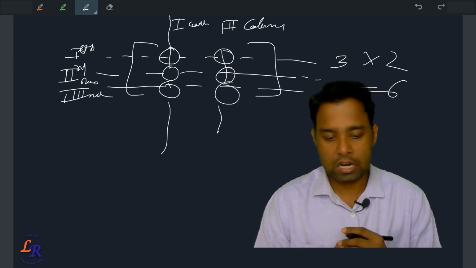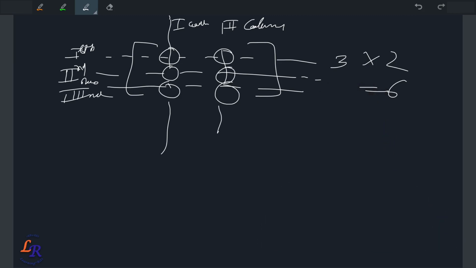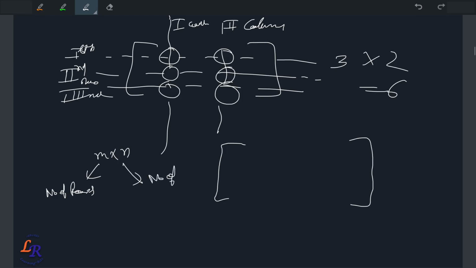Now let's see what the order of a matrix is, what we understand about that. If I say a matrix has order m cross n, it means that the first digit denotes the number of rows and the second digit denotes the number of columns, right? So if it is a matrix written like this, it will be an m cross n matrix. It would have m number of rows like this, and n number of columns like this, right? So this will be n and this should be m.